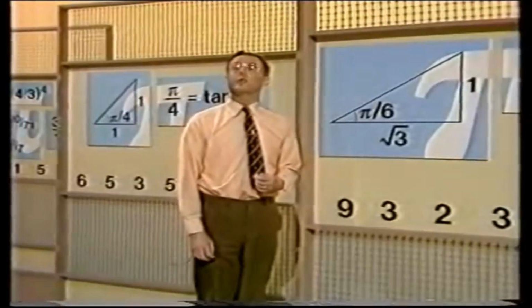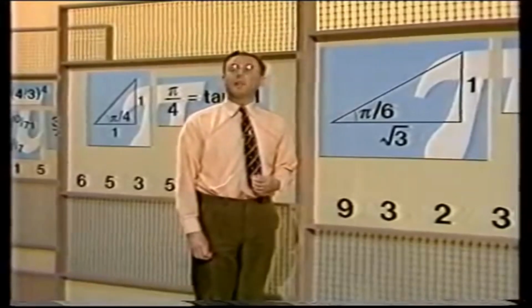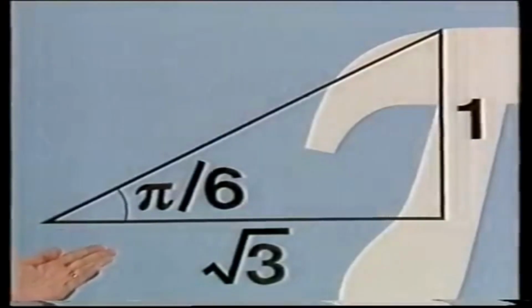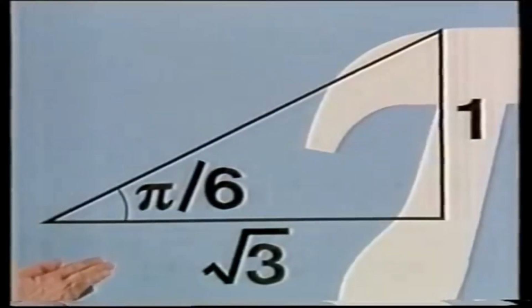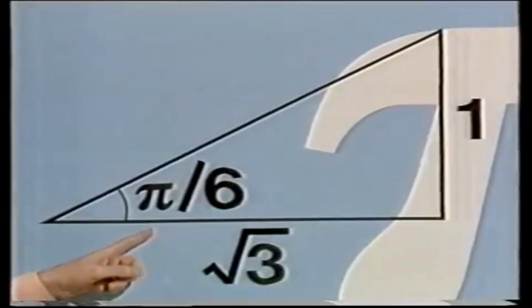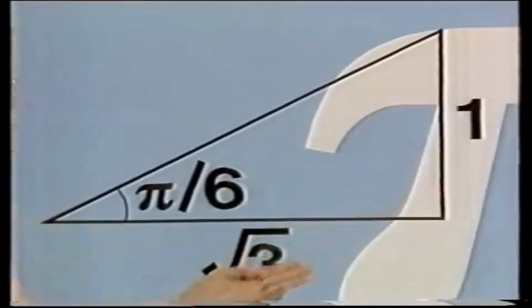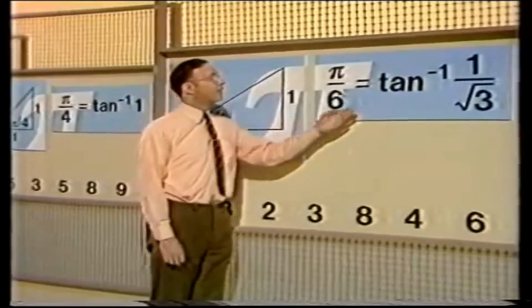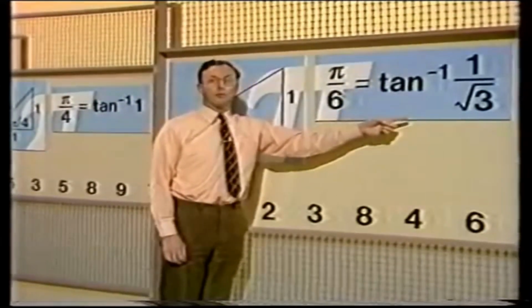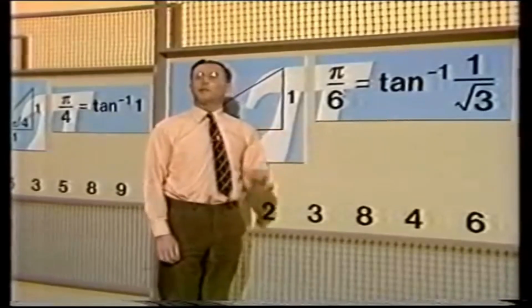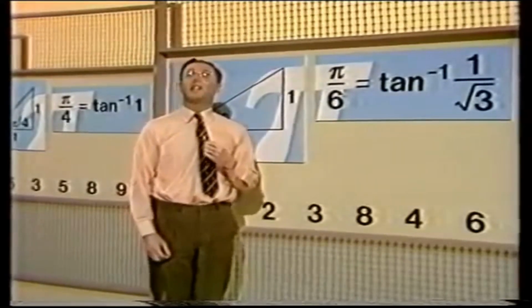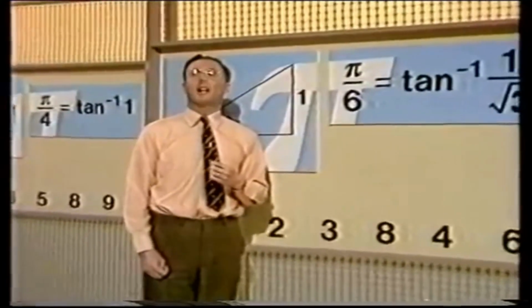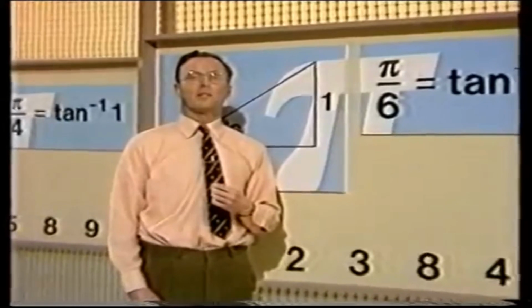This approach, still using Gregory's series, was taken by Abraham Sharp in 1699. If we look at this triangle, instead of the one we had before, then tan of pi by 6 is just 1 over root 3. So that pi by 6 is tan to the minus 1 of 1 over root 3. Now if you put 1 over root 3 into the series, then it converges a little faster. And in fact, Sharp used this method to calculate pi to 71 decimal places.